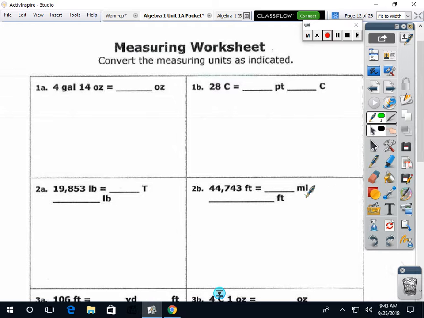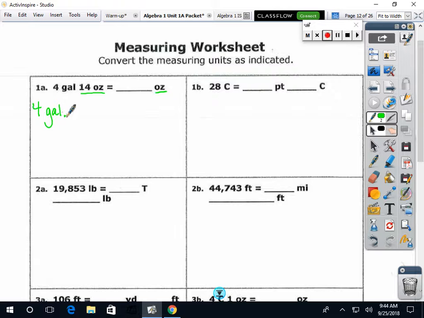All right, on this worksheet, we're going to have leftovers, or sometimes you'll have to add 2 things together at the end. They want to know how much 4 gallons and 14 ounces is, all in ounces. Well, this is already ounces, right? So we don't have to convert it. We just need to convert the 4 gallons. So 4 gallons is where we start.